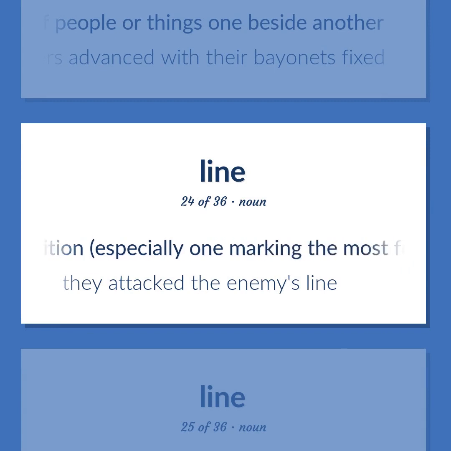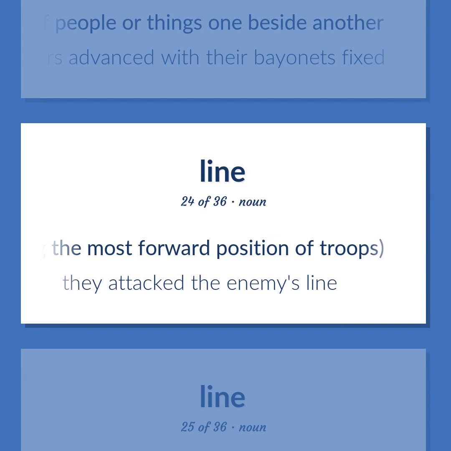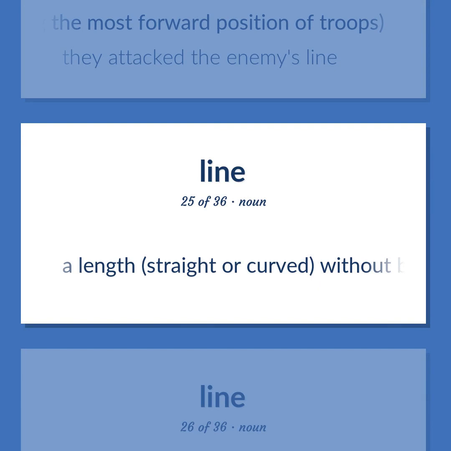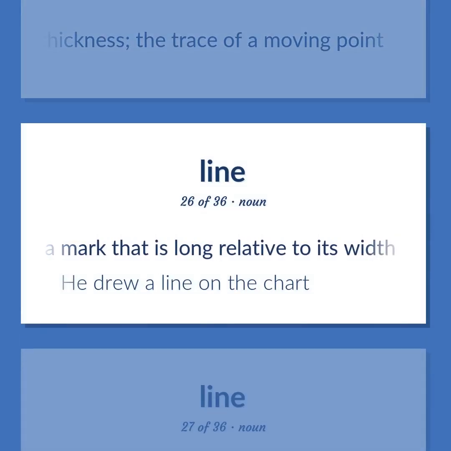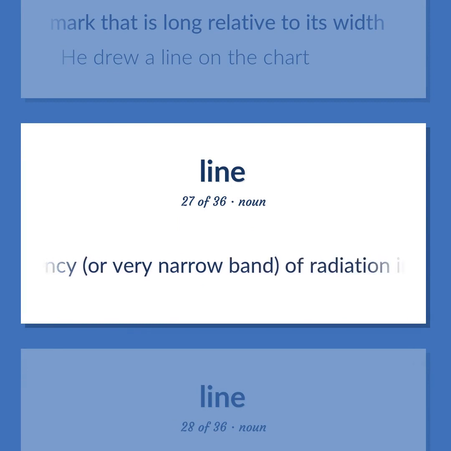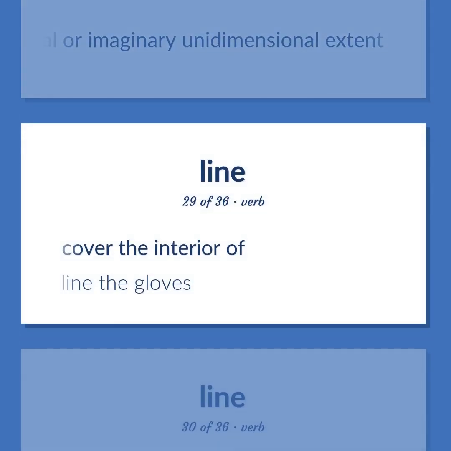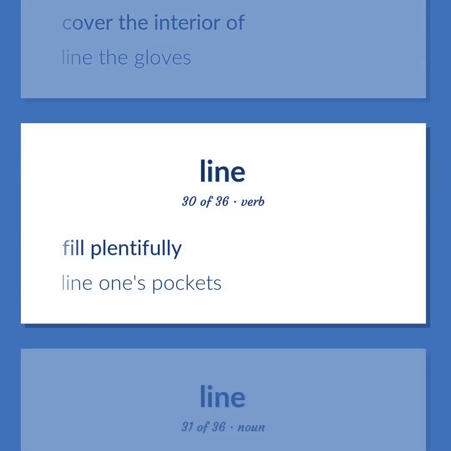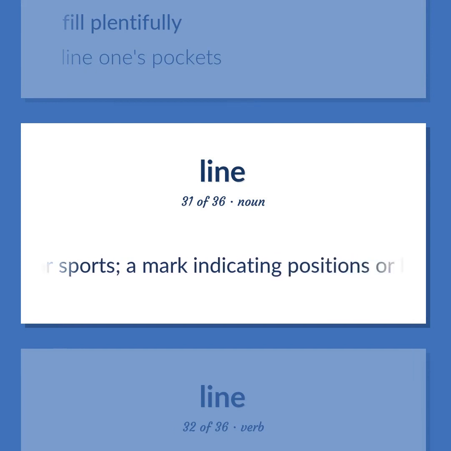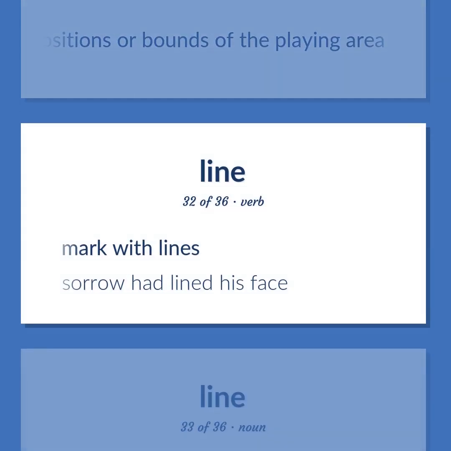A fortified position, especially one marking the most forward position of troops. They attacked the enemy's line. A length, straight or curved, without breadth or thickness, the trace of a moving point. A mark that is long relative to its width. He drew a line on the chart. A single frequency, or very narrow band, of radiation in a spectrum. A spatial location defined by a real or imaginary unidimensional extent. Cover the interior of. Line the gloves. Fill plentifully. Line one's pockets. In games or sports, a mark indicating positions or bounds of the playing area. Mark with lines. Sorrow had lined his face.